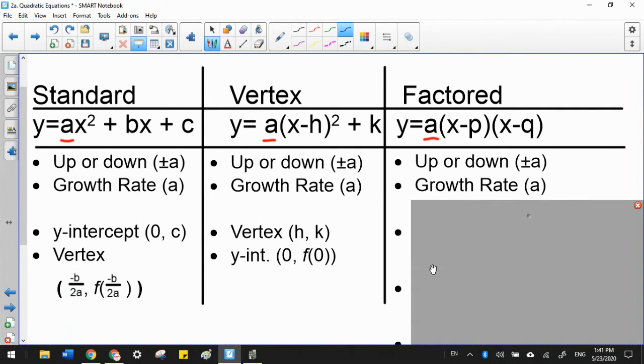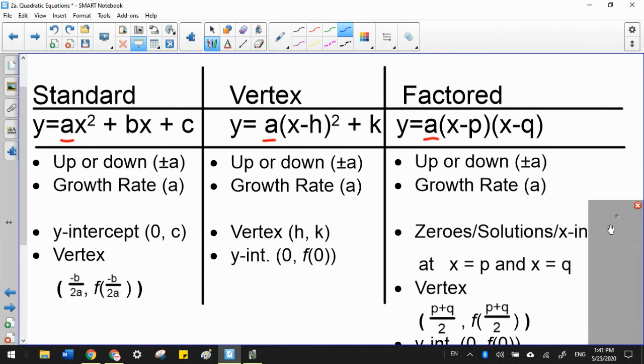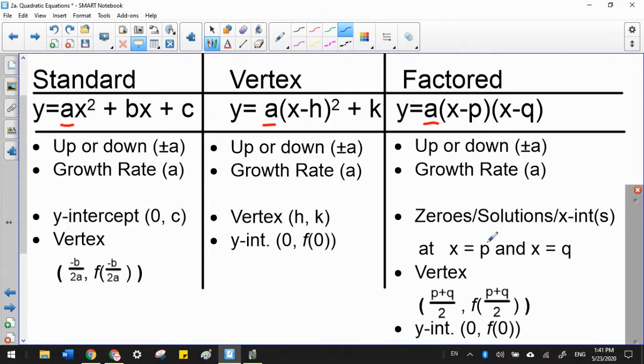And for factored form, there are a couple of things it tells us. The x's, the zeros, solutions, and x-intercepts, all the same thing, remember, are easy to come by because they're just p and q. They're all the values that make one of your factors 0. The vertex is relatively easy to find because we just need to take the midpoint of p and q and then plug that into the function to get the y value of the vertex. And the y-intercept we can get easily by plugging 0 into x and then calculating to figure out whatever y is supposed to be.